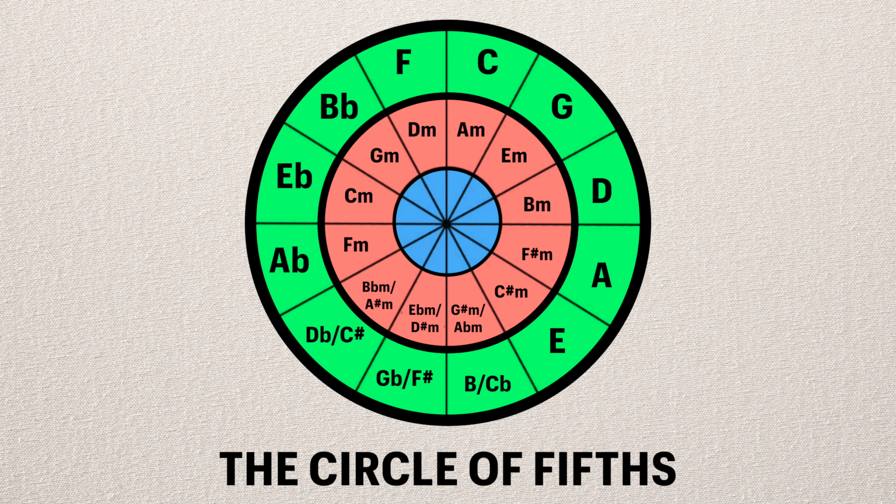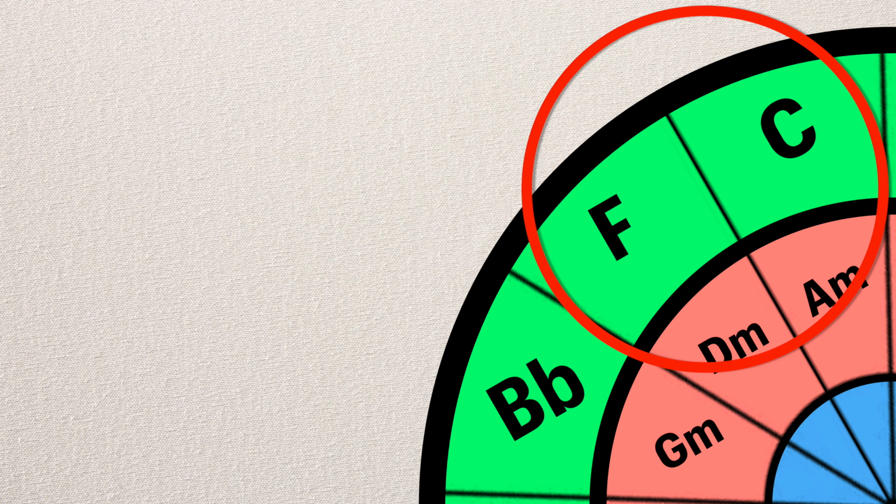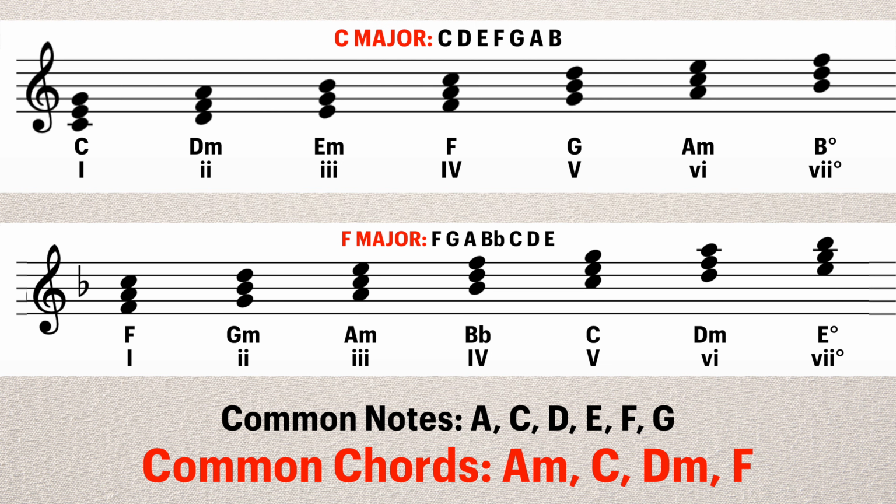On the circle of fifths, the closer two keys are to each other, the more notes and the more chords they're going to have in common, especially if they are next to each other. For instance, F major and C major are right next to each other. They have 6 notes in common and 4 chords in common. And we shift between C and F in yet another Beatles song, You Never Give Me Your Money, which I talked about a little in the last video too.